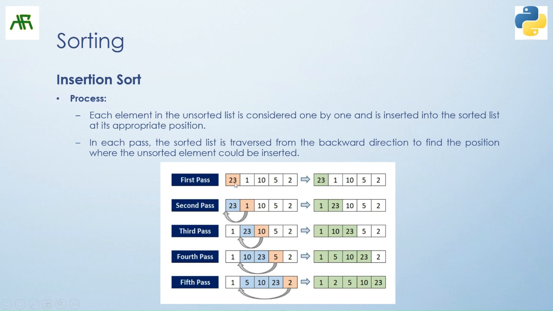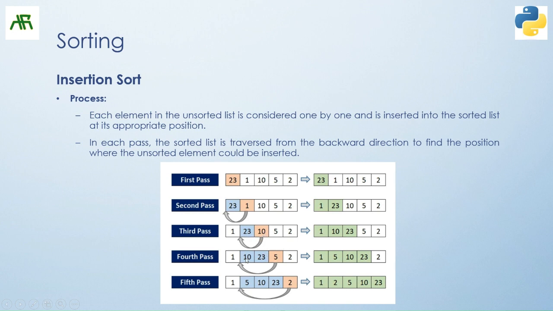So I have the numbers 23, 1, 10, 5, 2. After the first pass, it remains the same. In the second pass, when I'm traversing from left to right, I find that 1 should be in the first position because it is smaller. So at the end of the second pass, I get 1, 23, 10, 5, 2. And in the third pass, 10 is identified to be in the position between 1 and 23, because in ascending order, 10 should be before 23.